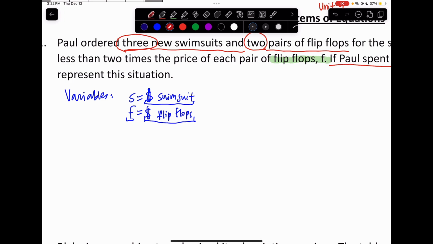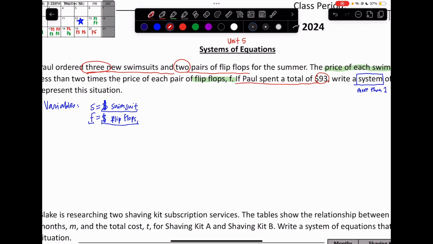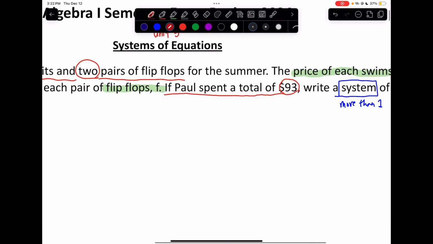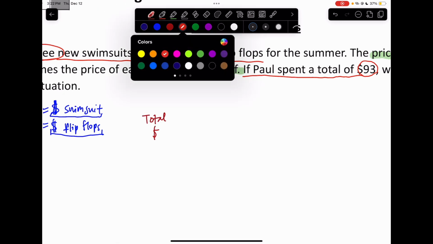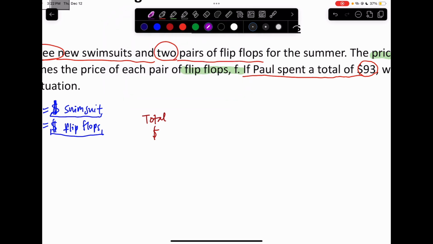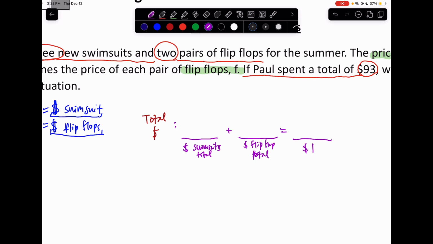Now I can look at my information. I know that Paul spent a total of $93, so I know I'm going to have an equation for total price. What I'm about to write down in purple is not actually part of what I would write down on my paper. I'm just showing you my thought process. I know that part plus part equals total. And I know my parts are total price of swimsuits and total price of flip-flops, which is equal to the total price.